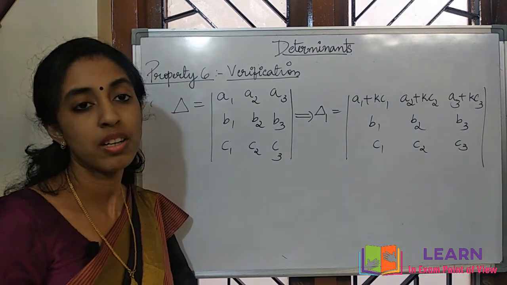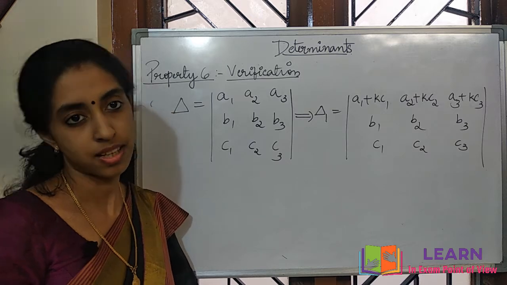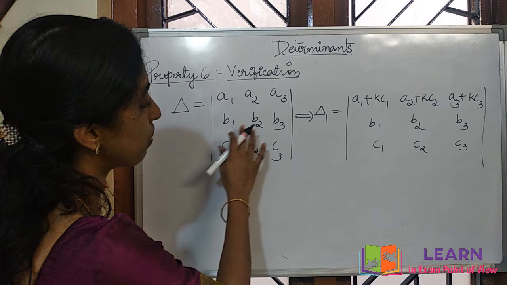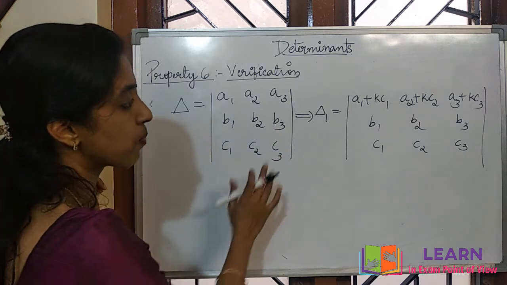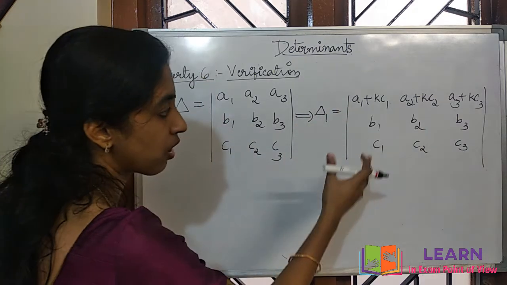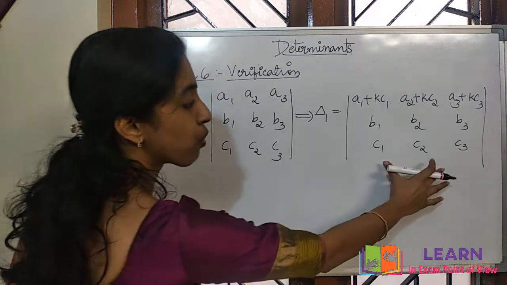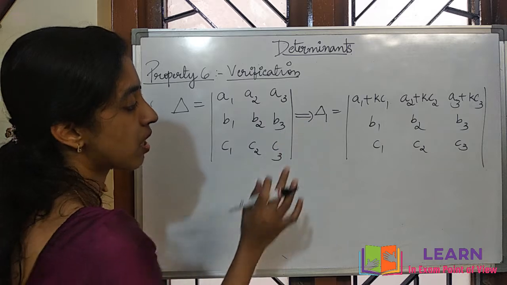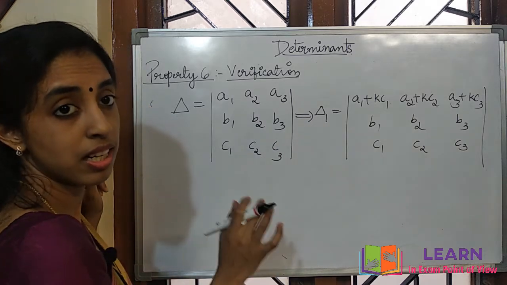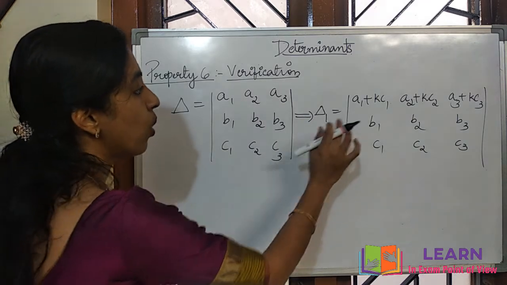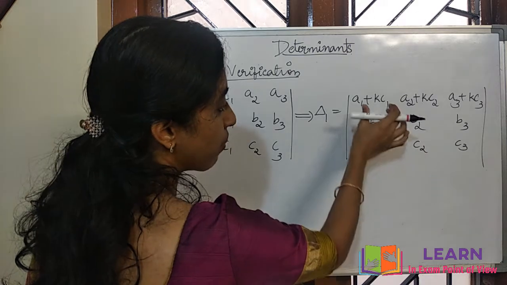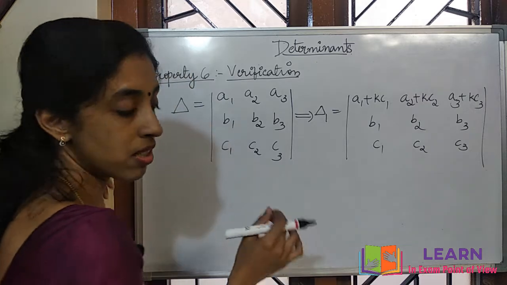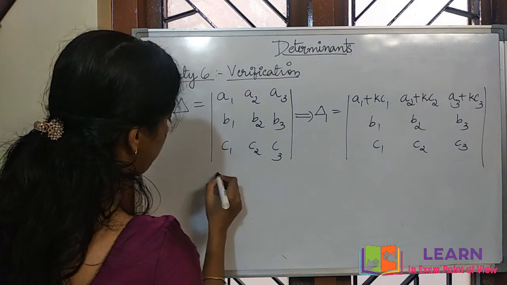So students, we are going to verify this property 6. Here delta is a determinant A1, A2, A3, B1, B2, B3, C1, C2, C3, and delta 1 we got by adding the k multiples of row 3 to row 1. So how can we verify these two determinants are the same? You have to prove delta and delta 1 are the same. Here, according to property 5, we can split these terms into two determinants. Remember, using property 5.